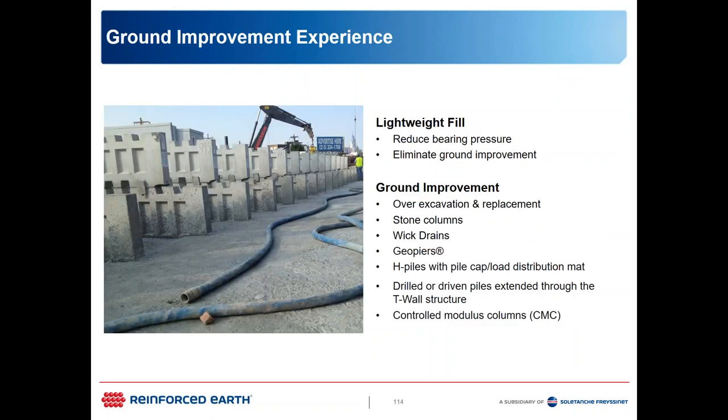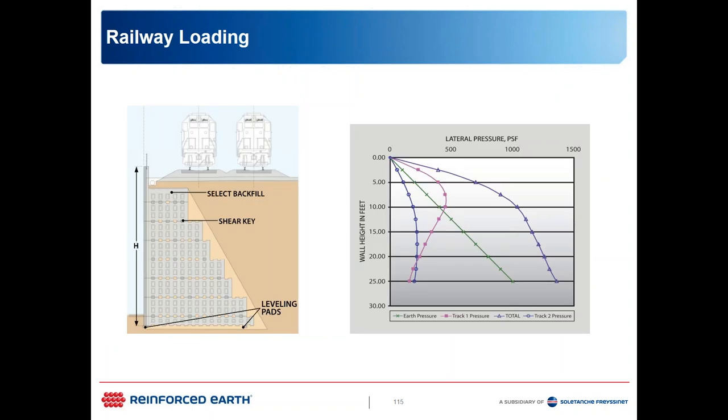You could also use it with a lightweight fill, if you are using T-wall in areas with lower bearing capacity. It also works very well with any kind of ground improvement system, just like a standard MSE wall. In terms of design, the design is very much provided in AASHTO documents. The additional load from the train, one track or two track, can be superimposed or added to the earth pressure loads so that the sections are properly designed all the way from bottom to top.